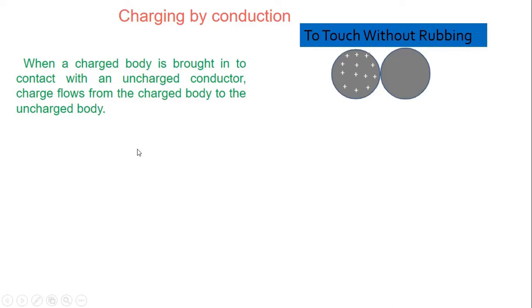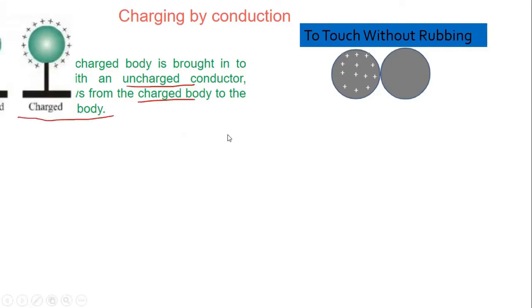Here we notice that when a charged body is brought in contact with an uncharged conductor, charge flows from the charged body to the uncharged body. This is the key statement over here. The charge will always flow from the charged body to the uncharged body.